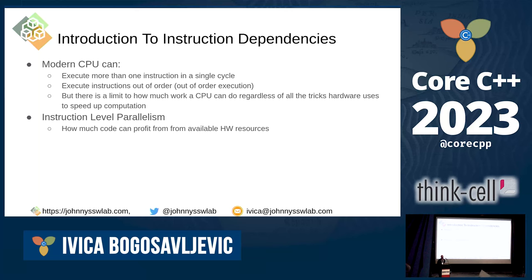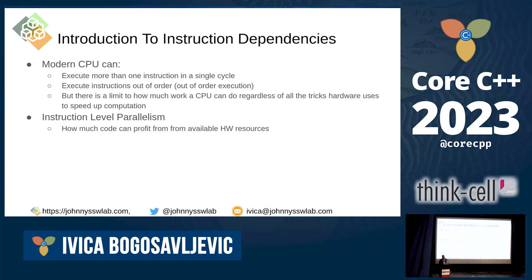This talk, like most of my talks, is always about how software and hardware work together to bring performance to your computer. And this talk is also about that. So we start off by representing what a modern CPU does, or what the modern CPU can do. It can execute more than one instruction in a single cycle.